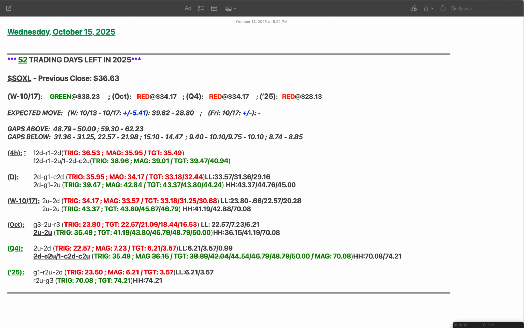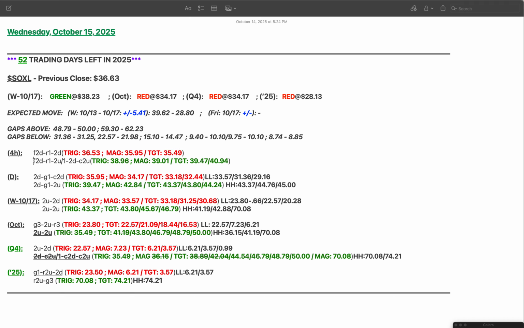So from the 4-hour perspective, again, we talked about the scalping perspective, and we're not going to put those up. You just play the 4-hour levels. But from more of a long-term day trade, possibly overnight swing perspective, looking at the 4-hour chart, if we get price action to the downside, that's a failed 2 down, red 1, 2 down, triggering at 36.53 with a magnitude of 35.95 and an extended target of 35.49.